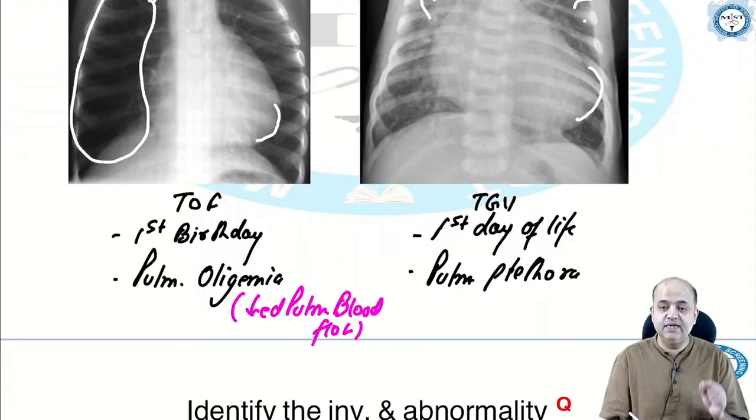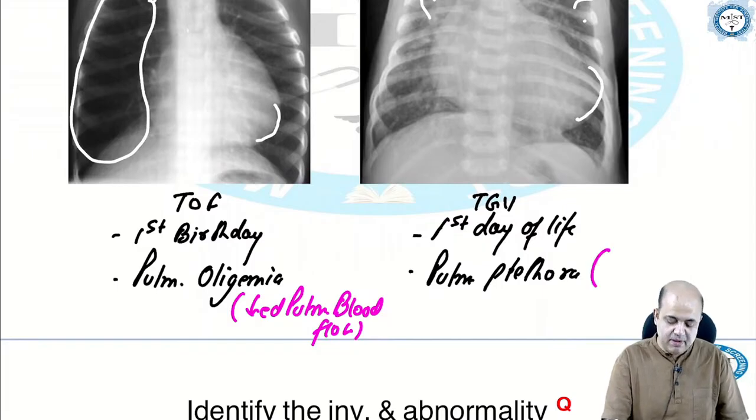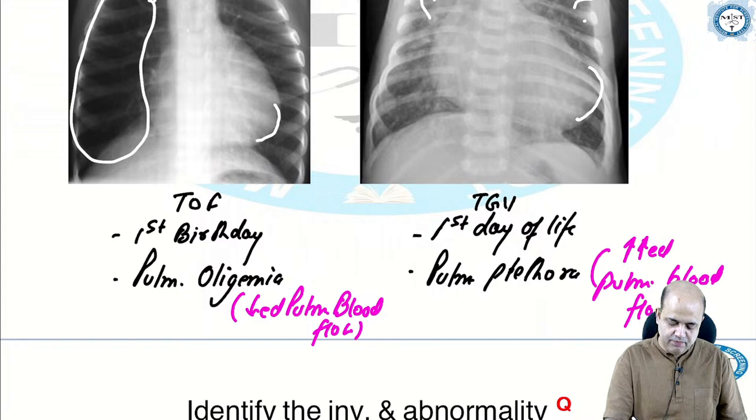And why is there a decrease in the pulmonary blood flow? Because of the pulmonary stenosis. Pulmonary plethora, there is increased pulmonary blood flow.